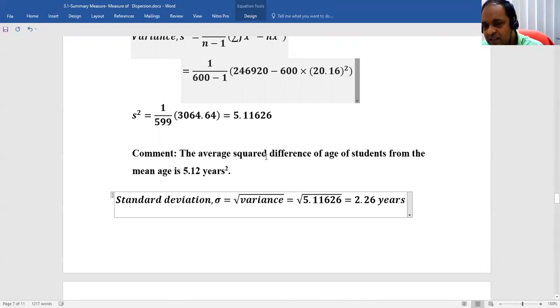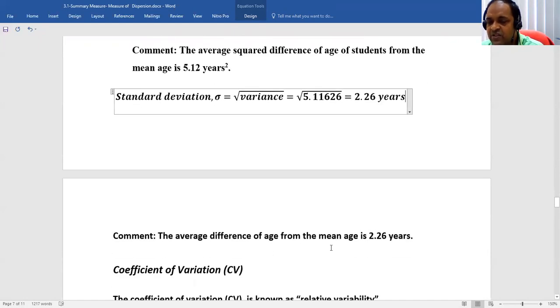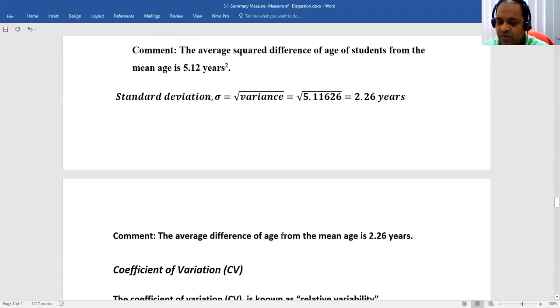What is the comment? Just remove the square difference. See, the average difference of age of the students from the mean age of the student. It is better to put all the information in the comment. Whose age? It is given student age, so you have to input the age of the student. If it is given the person's age, you have to put the age of the person. So better to put all the information in the interpretation.